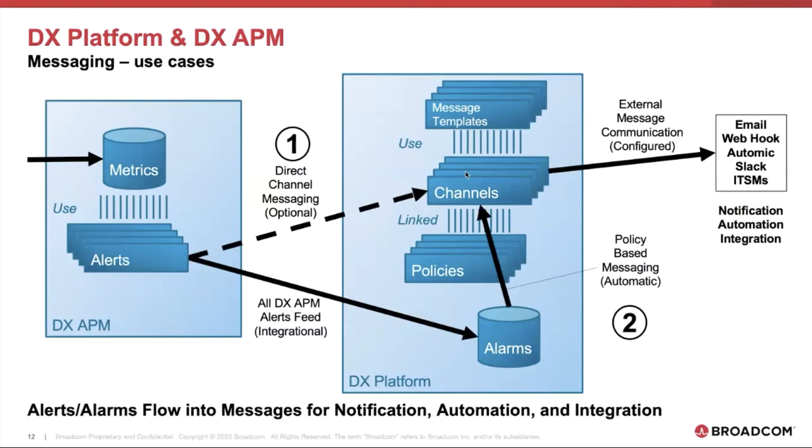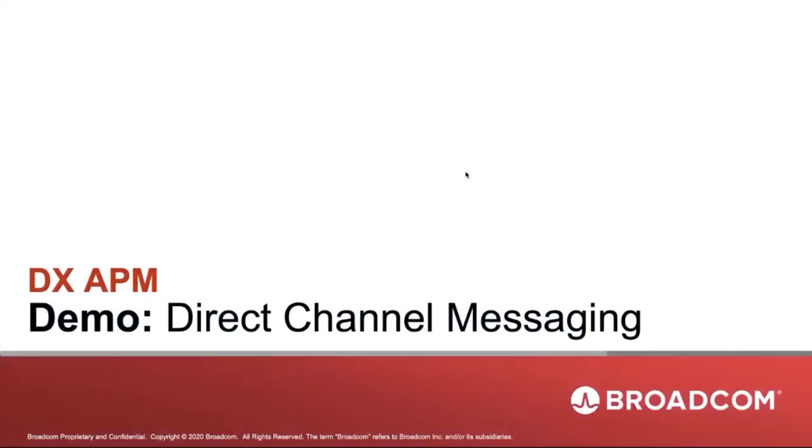Basically, as you can see, bypassing policies. Now know that all alerts are still sent into the DX platform and received there as raw alarms, as I mentioned. That you cannot stop, that you do not want to stop. That would happen anyway. So let's go to the first use case, and create a channel and apply it to a DX APM alert.